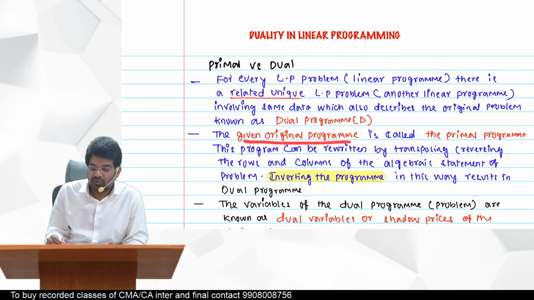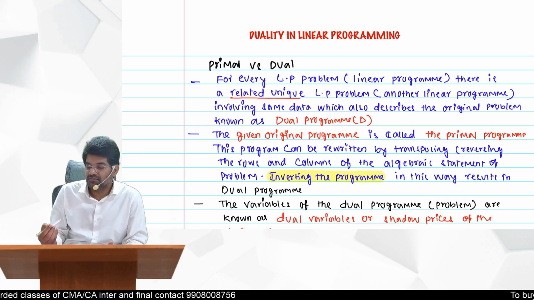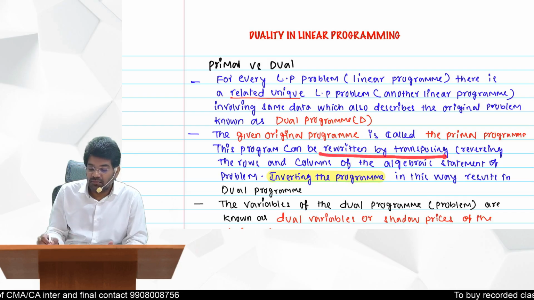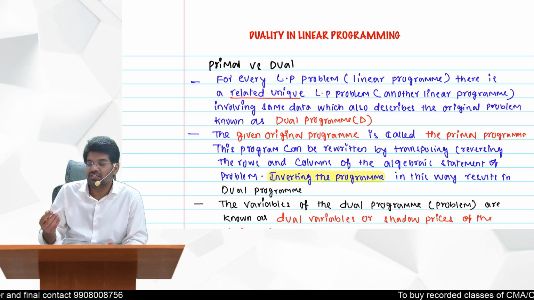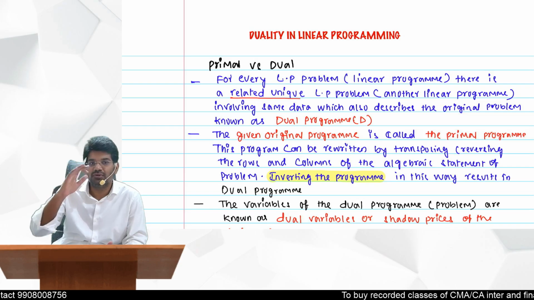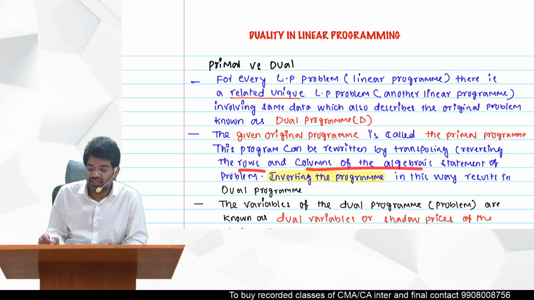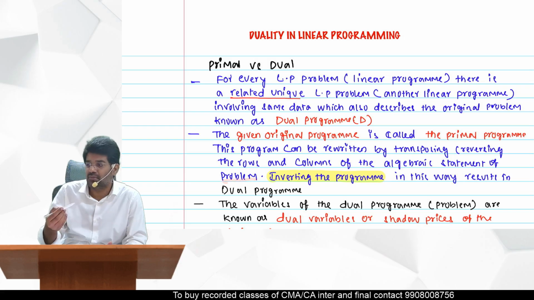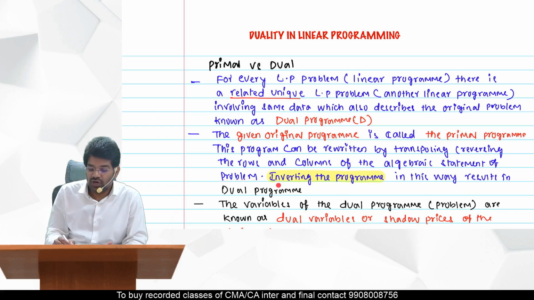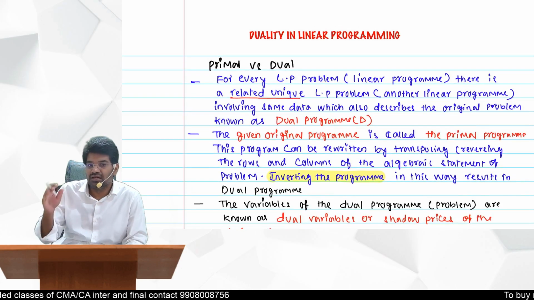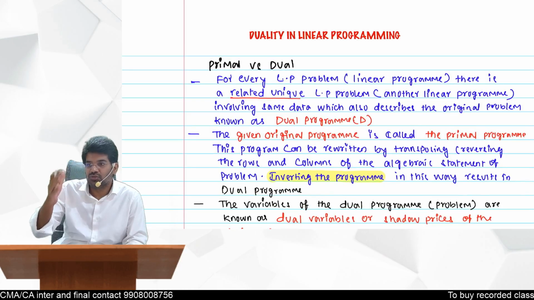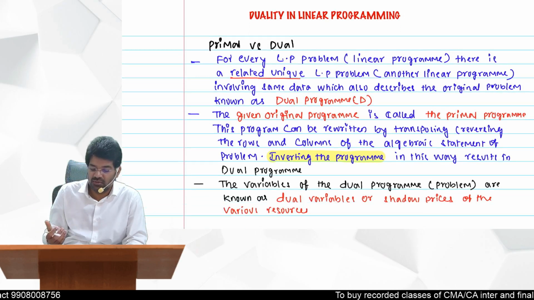The given original program is called the primal program. This program can be rewritten by transposing. Transposing is nothing but reversing, so rows will become columns and columns will become rows. By transposing, reversing rows and columns of the algebraic statement of the problem, the algebraic statement being the equations, inverting the program in this way results in the dual program. If you write that in the form of equations, that is your dual program.